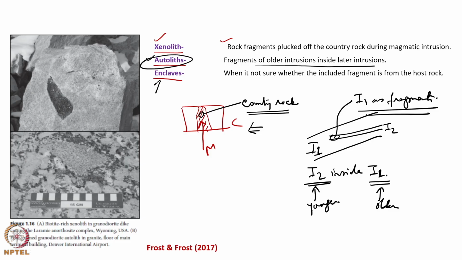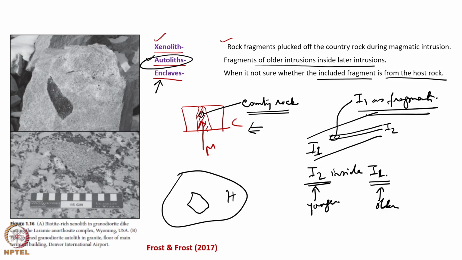A general term enclave has been used when we are not sure whether the intruded fragment is from the host rock. Say this is the host rock, and within that I have got an intruded fragment H. I do not know whether H source is capital H or whether it has come from some other place and got deposited. So, in that case, in volcanic studies the word enclave is used. In this case, H is an enclave.